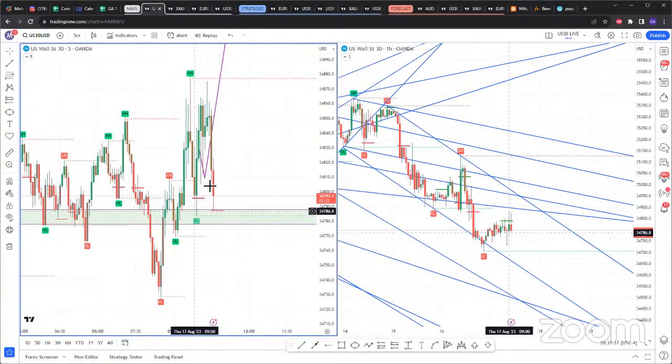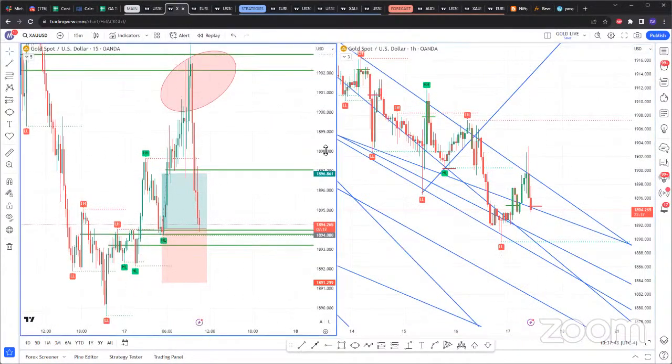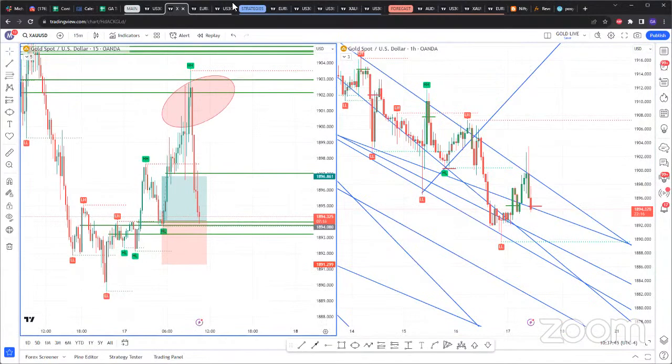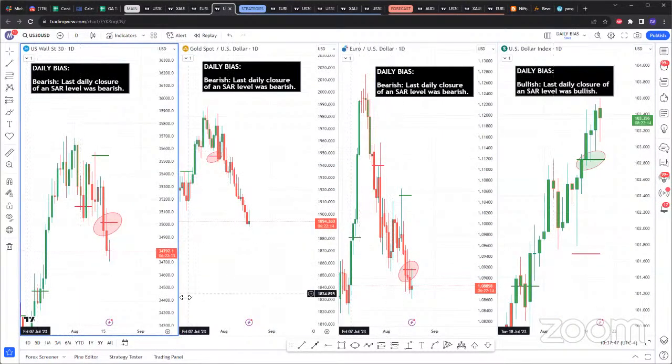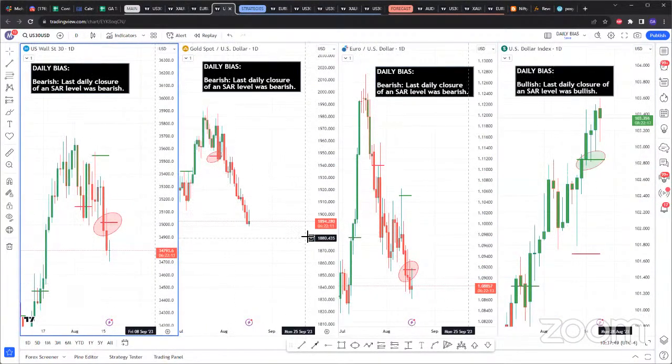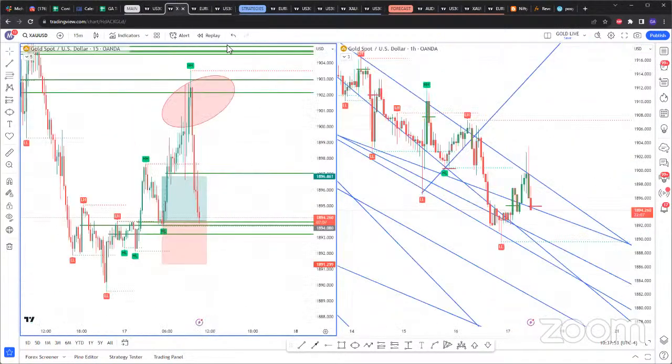So this is why, right, this morning I did see that pump up on gold. I did see that pump up on US 30, but I never changed my bias for gold. I never changed my bias for US 30. I was still bearish, and you can see how both of these instruments are coming back down.